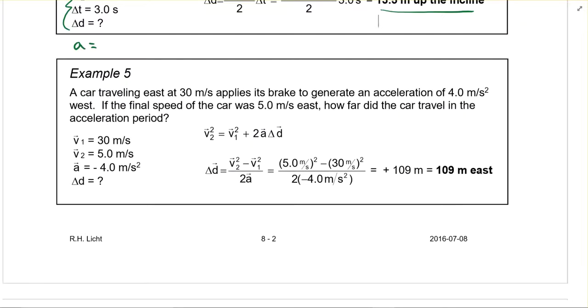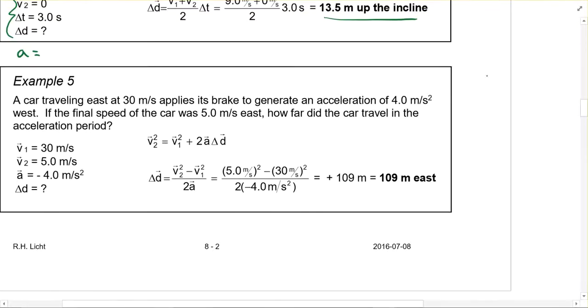Number 5, a car traveling east at 30 meters per second applies its brakes to generate an acceleration of 4 meters per second squared west. If the initial speed of the car was 5 meters per second east, how far did the car travel in the acceleration period? First off, I'm going to draw a little legend so we can make sure we got our east and west figured out properly. So that's east, that's west.